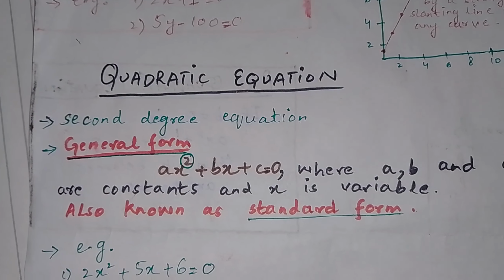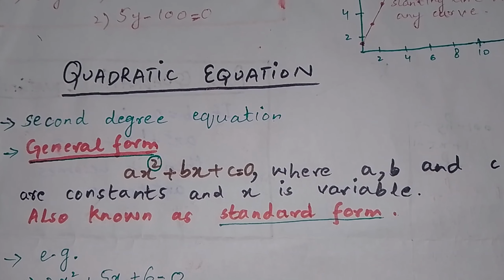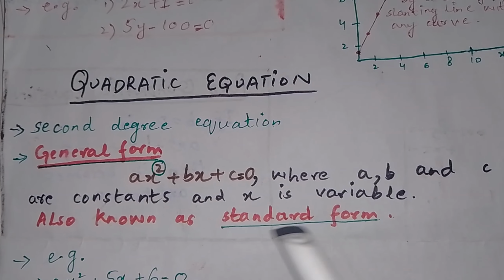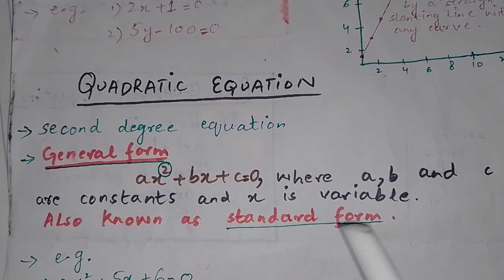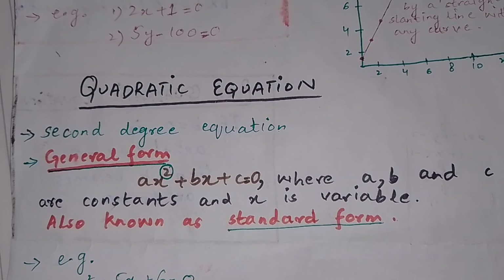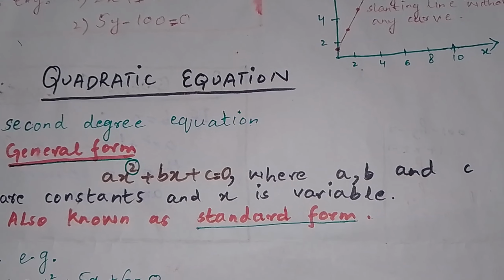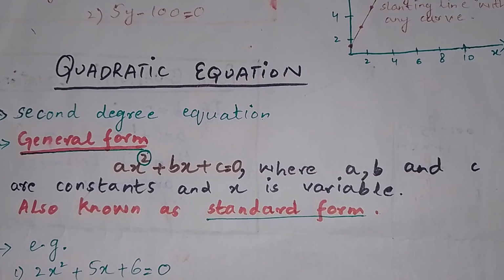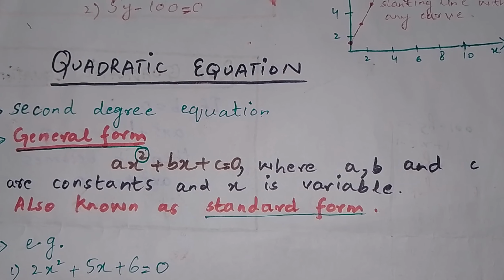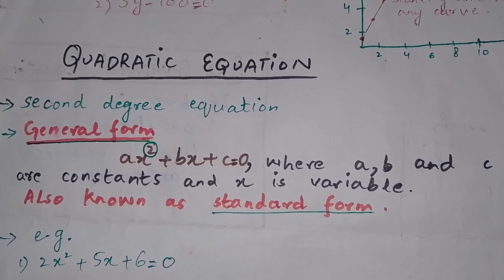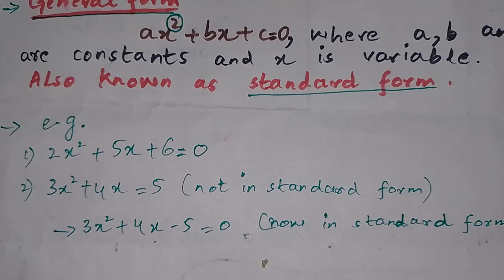Its general form is ax square plus bx plus c is equal to 0, where a, b, c are constants and x is a variable. As you can see, the highest power is 2, so it has degree 2 and is known as a quadratic equation, and it is also known as its standard form.